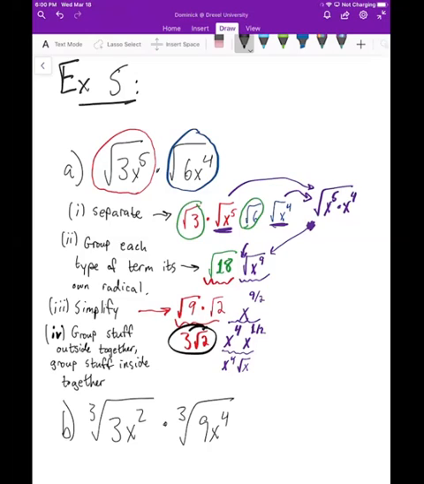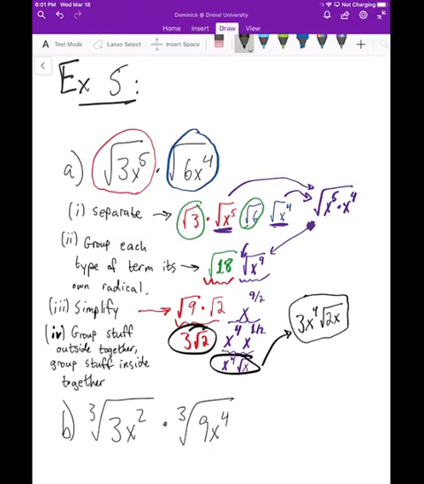All right, so now we're combining these two things. If we do that, we have a 3 and an x to the 4th on the outside, so that will just become 3x to the 4th. What do we have inside of square roots? We have a 2 and an x, so together that will become the square root of 2x. All right, so that's the first example.